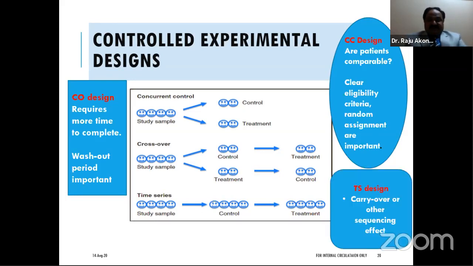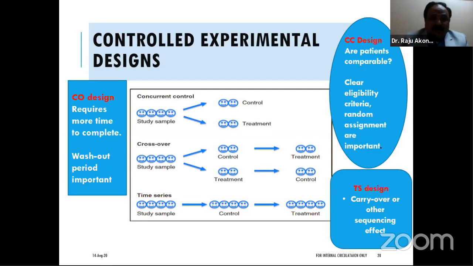Then time series design, carryover or other sequencing effects can be seen in the time series design, right? So you have concurrent control, you have a problem with the randomization here; you have a CO design, you have a problem with more time as well as washout period; TS design, that is time series design, carryover or other sequencing effects is the problem here. So you have disadvantages in each one of these study designs.